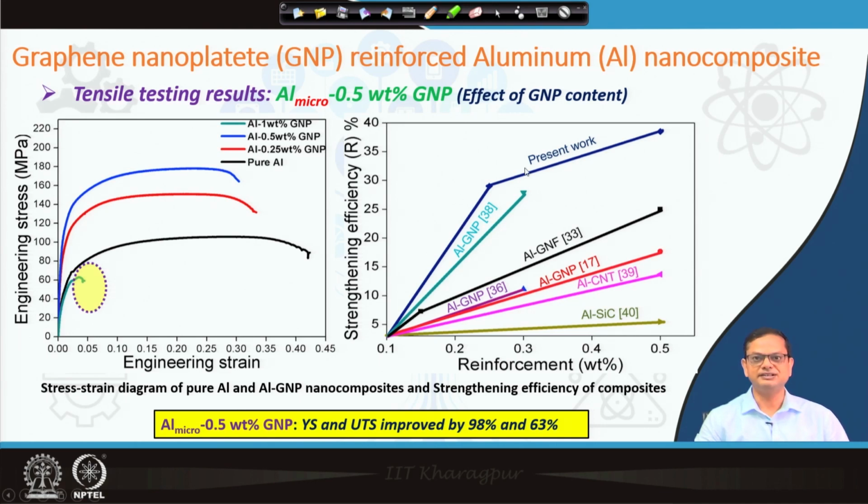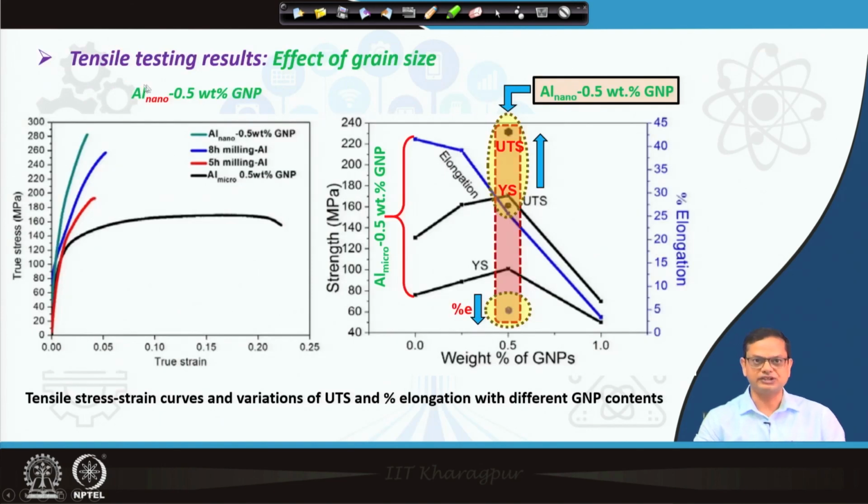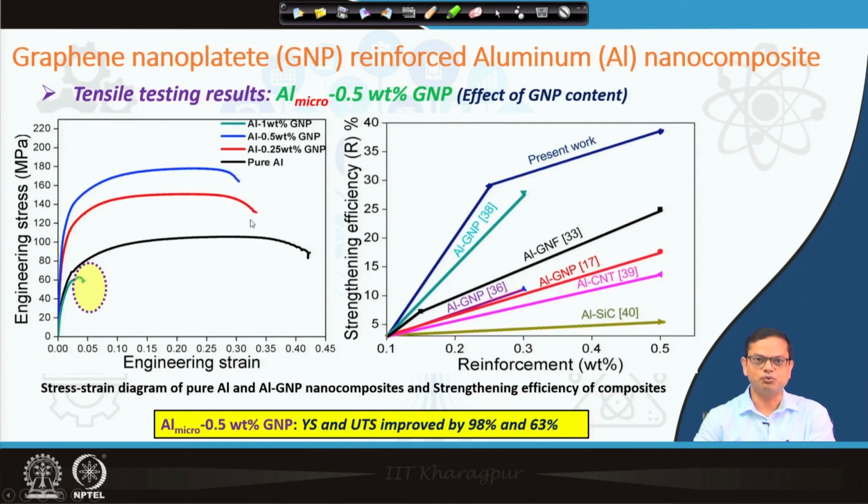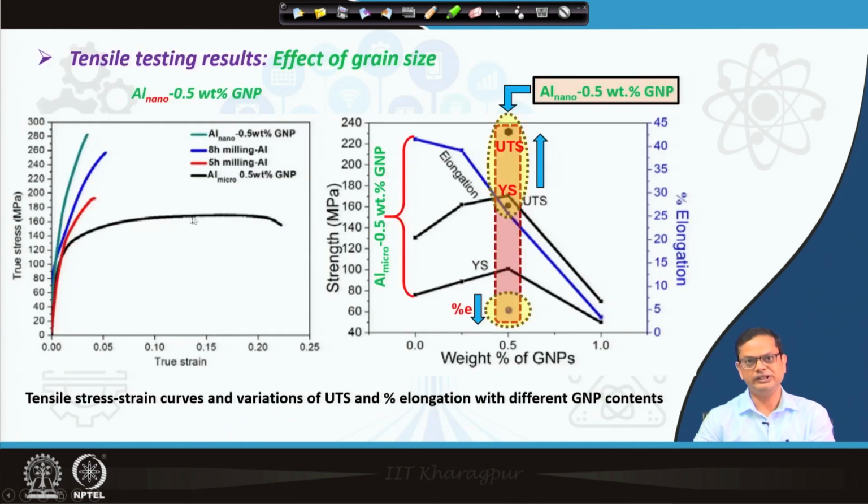So, you can see the present work here. Compared to other studies, it shows obviously higher strength; the strengthening efficiency is better. This is for micron, that means the grains are micron size. Now, once the grains become nano size, this is the micron Al with 0.5 weight percent GNP. This blue one has now been taken as the baseline, this black line. This is actually Al micro 0.5 GNP.